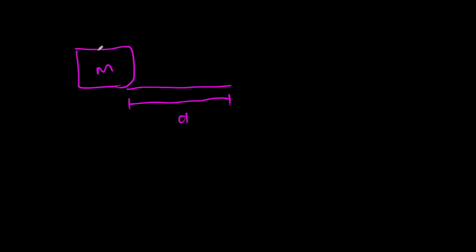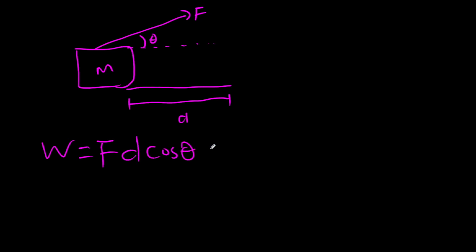So let's talk more about what work really is. Let's say we have an object which has a mass of m and is moved in a direction, has a displacement of d, and I apply a force of F. So the angle between the displacement and the force will be theta, right? So work will be equal to force times displacement times cosine theta, right?